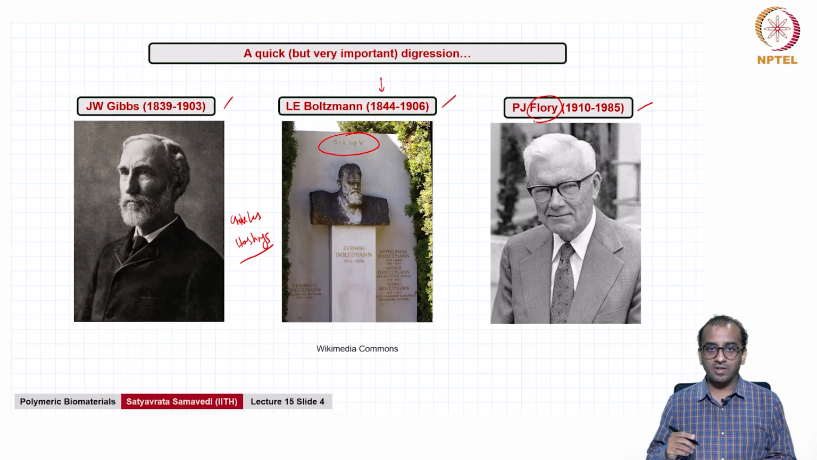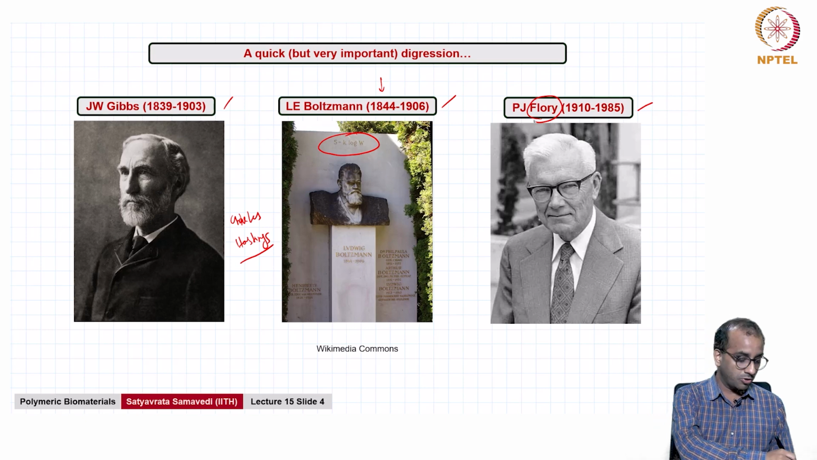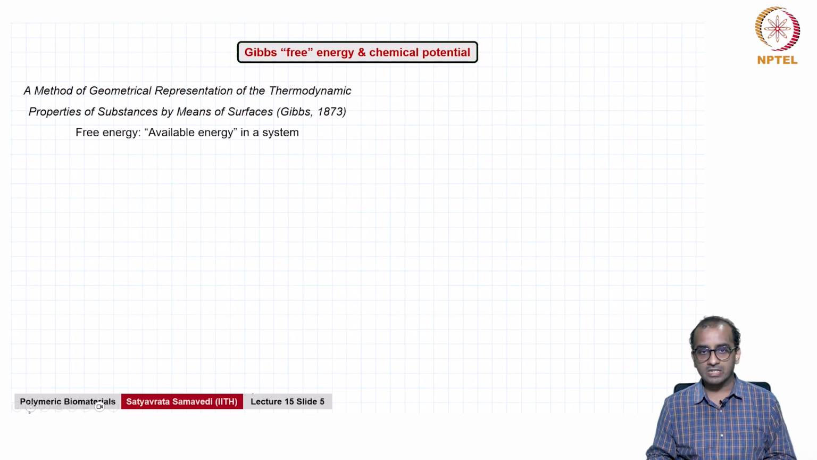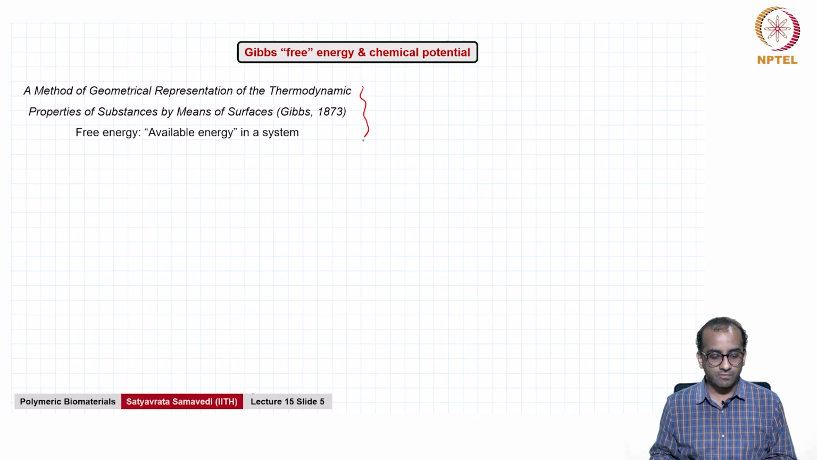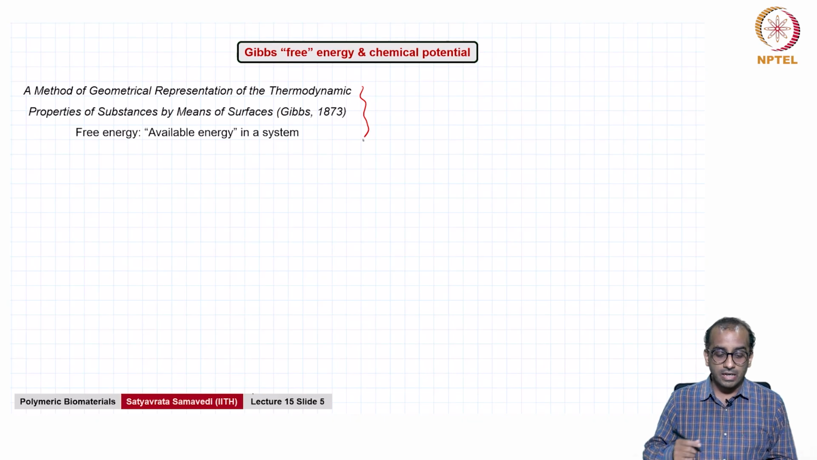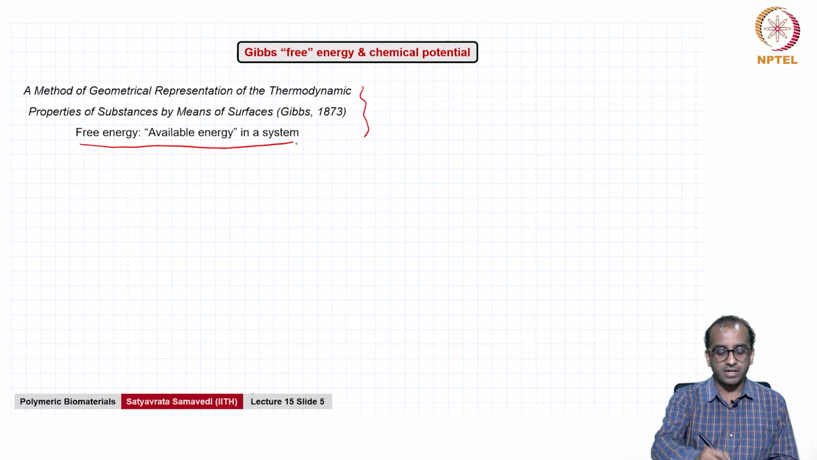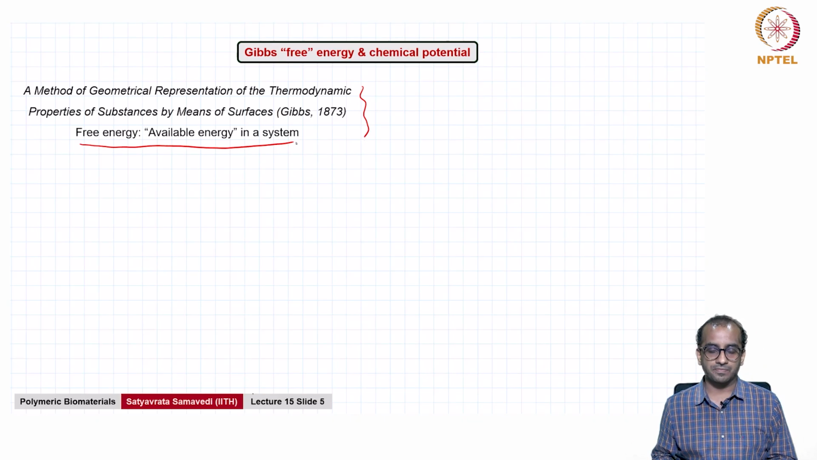So, now that we have looked very briefly at these great gentlemen, we will now move on to the real topic of this lecture, which is Gibbs's free energy and chemical potential. So, like I said earlier, in his treatise, A Method of Geometrical Representation of the Thermodynamic Properties of Substances by Means of Surfaces, Gibbs introduces a very interesting approach to understanding thermodynamics, a geometric approach. He defines something called free energy or the available energy in a system.